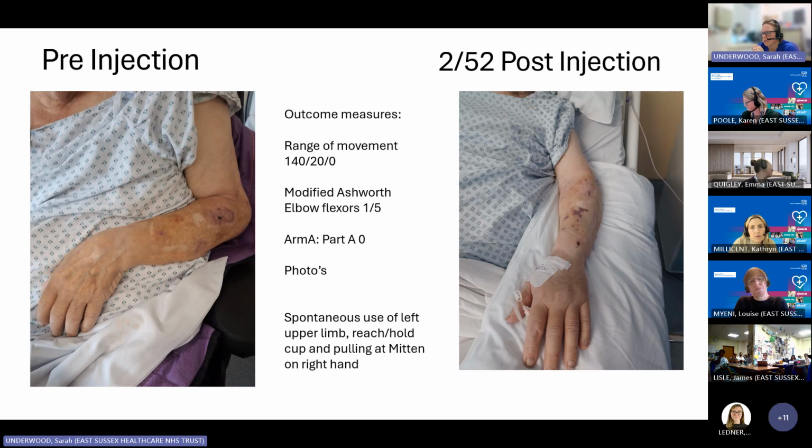What we also found with this gentleman is that he developed some spontaneous use of his left upper limb post-injection. We'd had some intermittent, really variable use of his left arm, but it was becoming less and less, and maybe the spasticity in his flexors was preventing him using his extensors. But post-injection, he was able to reach and hold a cup, and he was starting to use his left hand to pull the mitten off his right hand. So a real change in his function.